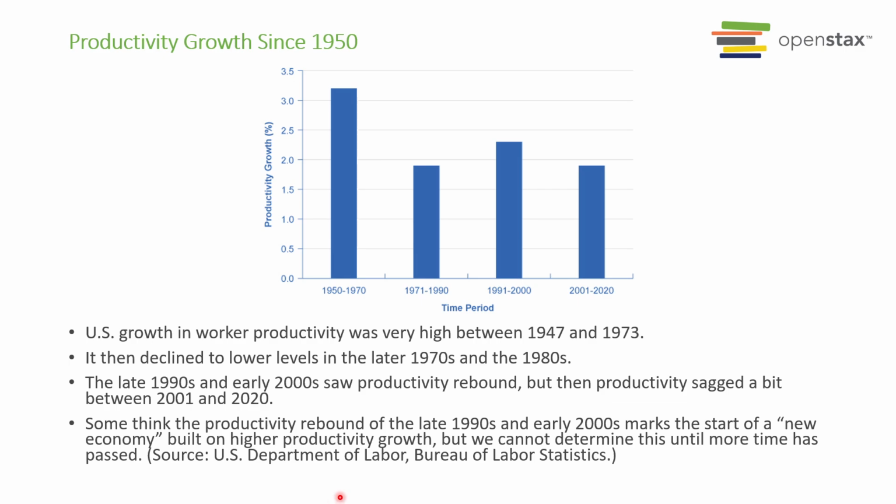Although it hasn't been completely equal in terms of the growth rates of this, right? So between 1950 and 1970, the growth rate was somewhere around 3.25. So productivity grew on average every year by 3.25%. In 1971 to 1990, it fell a little bit down to about 1.9%. And then during the dot-com era, 1991 to 2000, it rose again back up to somewhere around 2.3%. And then since then, we've sort of stabilized back down to around 1.9 to 2%. This is kind of what we expect to see, but there has been a bit of a downward trend here.